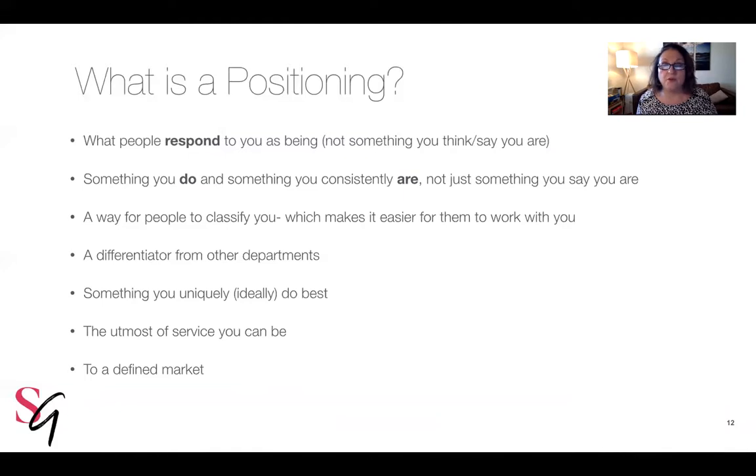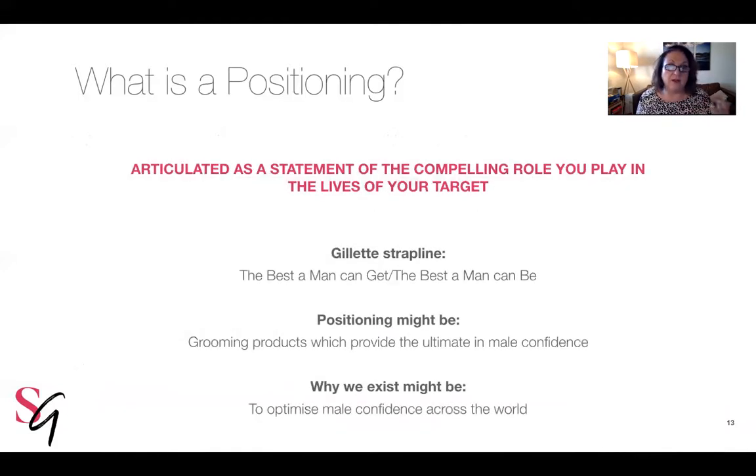So who are you being, whatever it is, to or for? It's usually articulated as a statement of the compelling role you play in the lives of others. Let's have a look at Gillette, for example. I've made these up. The strapline I haven't, obviously, but the rest I've made up, just to help you jump from one to the other. So we know the strapline: the best a man can get, or the best a man can be.